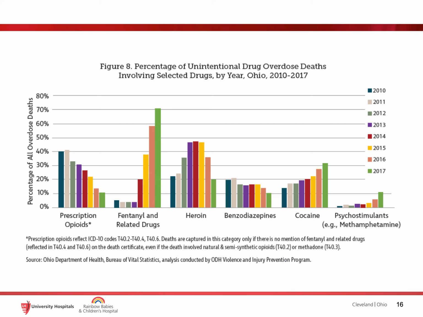Heroin was down, then it came up, and it's starting to come down again. Benzodiazepines has a little bit of fluctuation, but it's about the same. Cocaine is starting to trend upward, and psychostimulants are also starting to trend upward, just looking at those broken down by class.